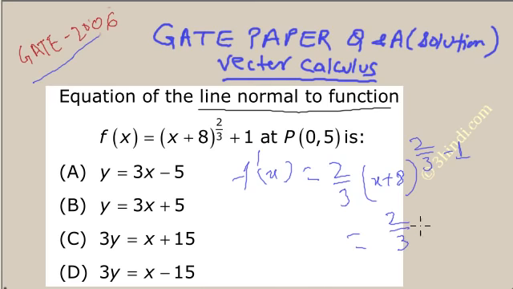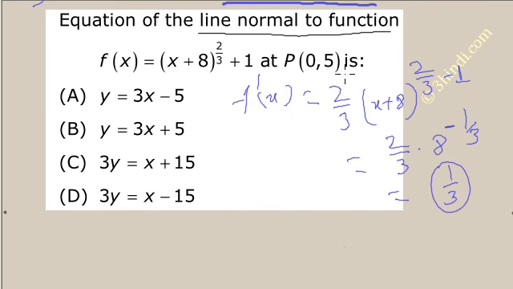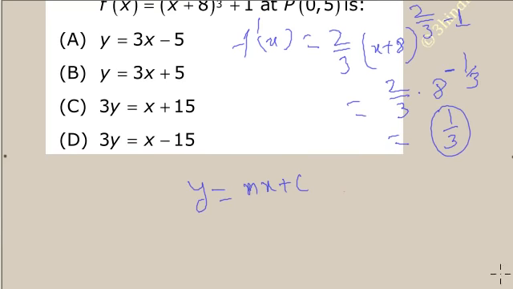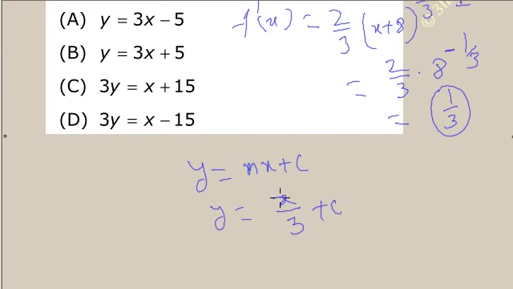into, if you put 0, 8 to the power minus 1 by 3, that means 1 by 2, so that means it equals 1 by 3. So this is the slope, and if you are required to find the equation of the line, then the equation of the line is y is equal to mx plus c. So m is the slope, so y is equal to x by 3 plus c. If you put 0, 5 for x is equal to 0, c is equal to 5, so the equation is y is equal to x by 3 plus 5.